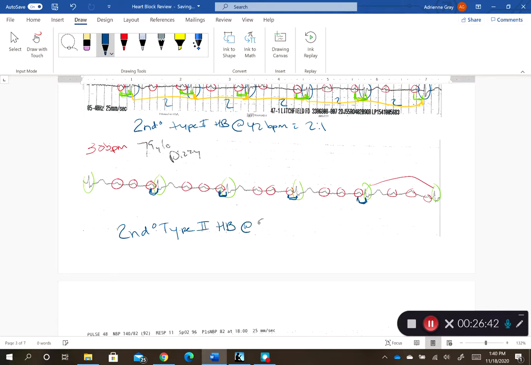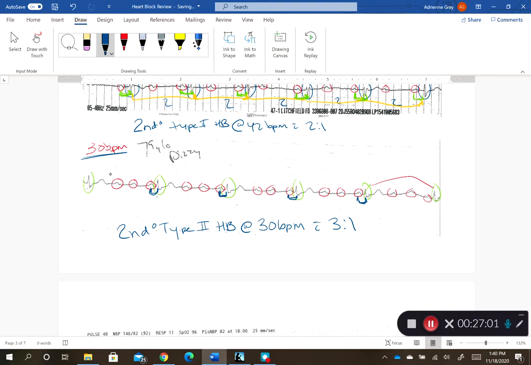And we decided it was at 30 beats per minute. Remember, we're counting the ventricular rate for our actual heart rate because that's what's producing a pulse. And with my second degree type 2, I have to put a conduction ratio. I have 3 P waves for every QRS. Now, could there be a P wave hidden in this T wave?